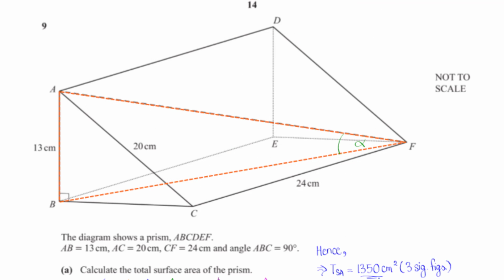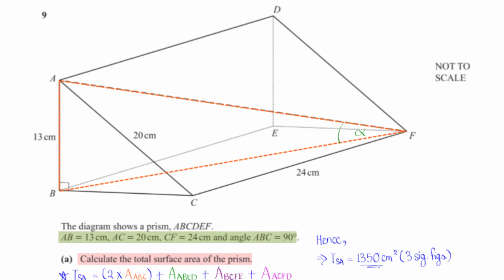The diagram shows a prism ABCDEF. AB equals 13 centimeters, AC equals 20 centimeters, CF equals 24 centimeters, and angle ABC equals 90 degrees. Calculate the total surface area of the prism.